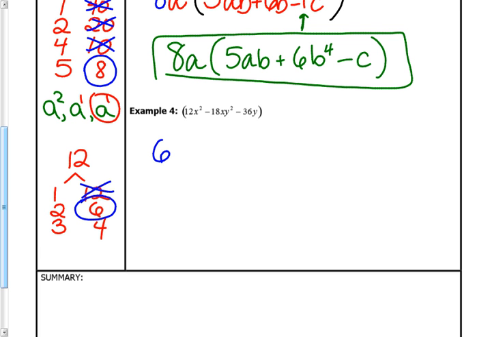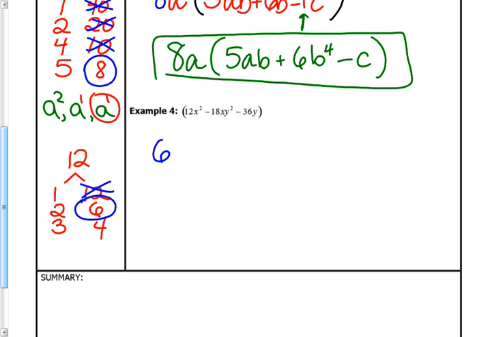Then I see that they all have variables. Do they all have an x? The first term has an x, second term has an x. The third term does not have an x, so I cannot remove an x from here. What about the y's? Well, the first term doesn't have a y, so I can't even remove a y. So there is actually no variable here that can come out, just the number 6. That's it. So make sure you're careful with that. Again, in order to remove a variable, they all have to have that same variable.